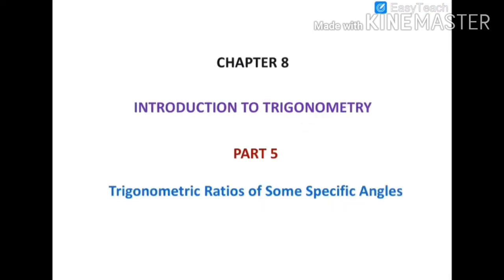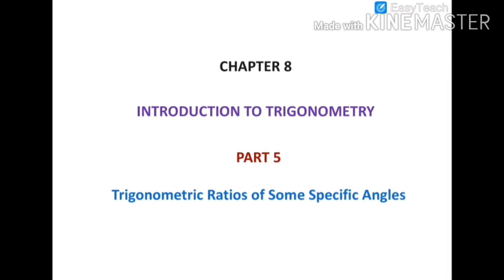We are studying chapter 8 Trigonometry. We have finished studying the first section of this chapter where we learned the basic concept which is trigonometric ratios. In today's video lesson we are going to learn about trigonometric ratios of some specific angles, which are 30 degrees, 45 degrees and 60 degrees.